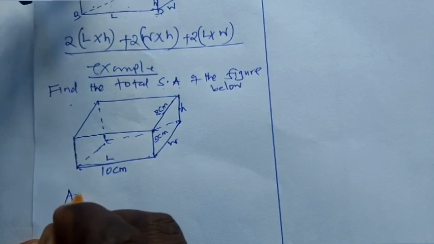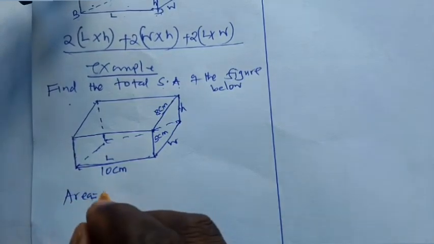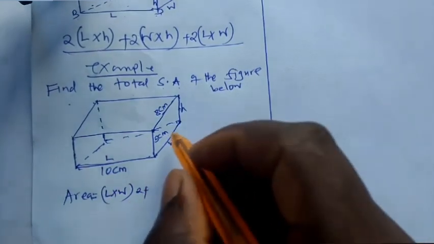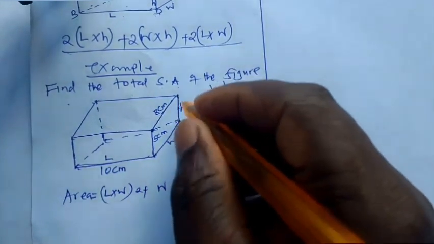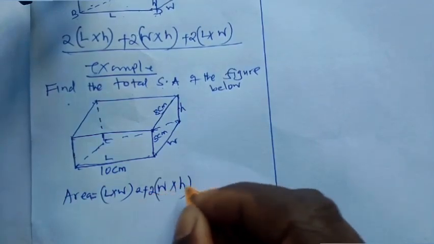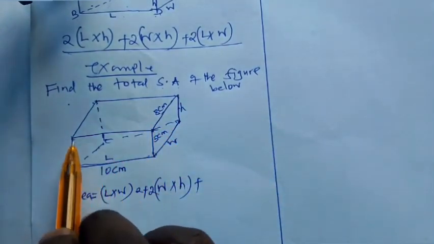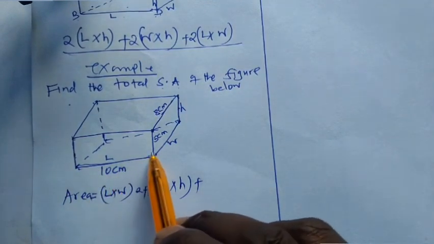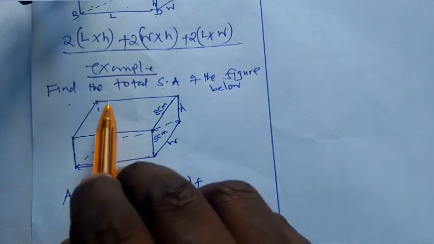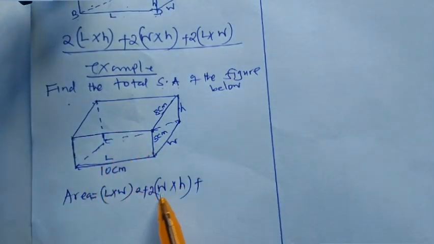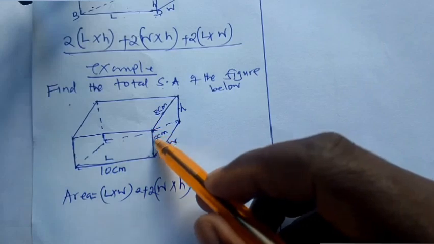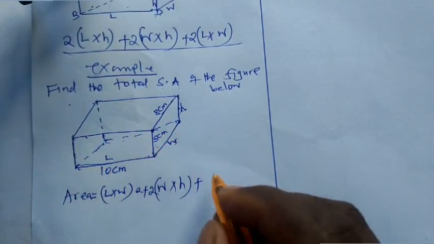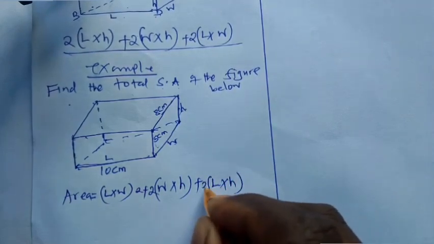So area will be equal to length times width times 2, plus width times height times 2, plus length times height times 2. Length times width means the bottom and the top. Then I have done the width times height, this one and this one. So I'm remaining with this: length times height, and there are 2.